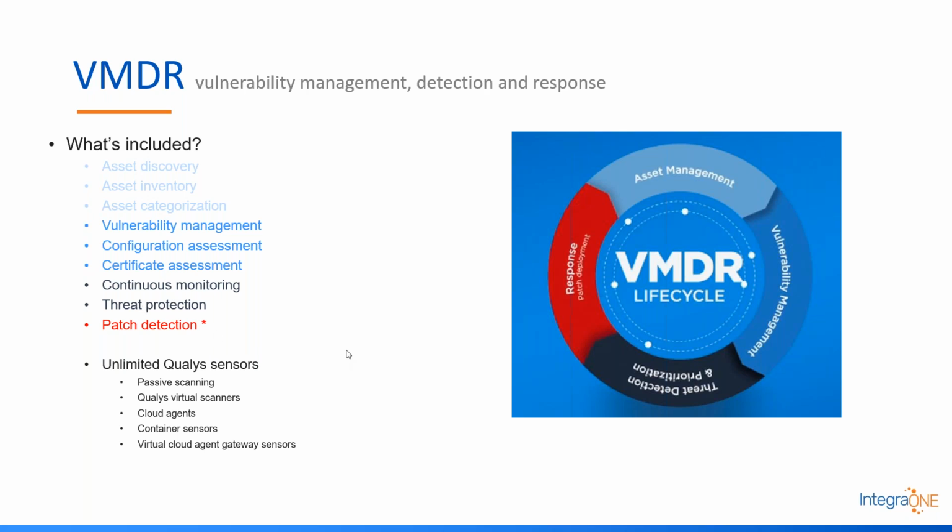And then down below, unlimited Qualys sensors. So again, the passive scanning, that's going to be for your asset discovery. The Qualys virtual scanners, that would be your on-prem virtual scanner that you're registering up to the cloud to perform the traditional vulnerability scanning. Cloud agents, container sensors, virtual cloud agent gateway sensors. Again, these are unlimited. The keynote there is the cloud agents, right? We don't have to quote them out individually and put a number on them anymore.